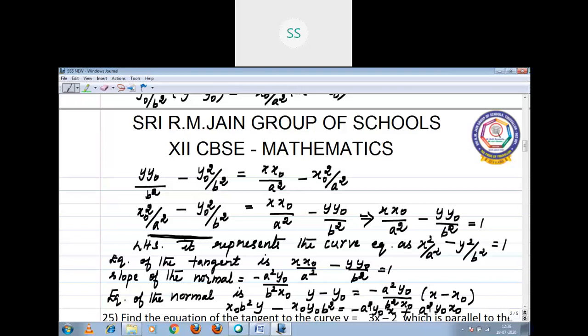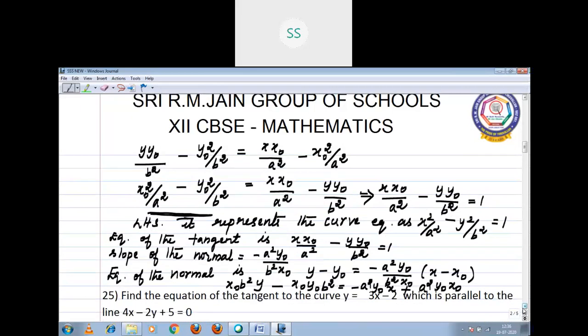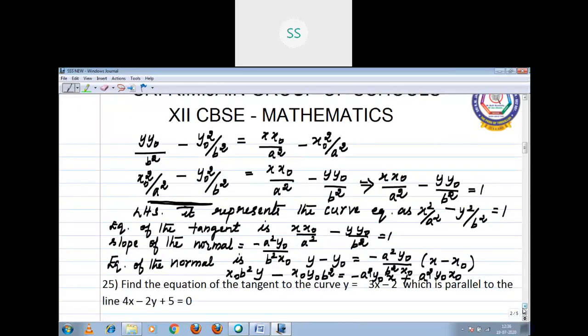Now I am going to move to question number 25. Find the equation of the tangent to the curve y equal to root of 3x minus 2, which is parallel to the line. Here also the same. First step, you want to differentiate with respect to x.